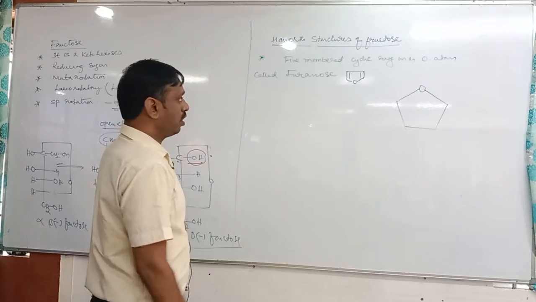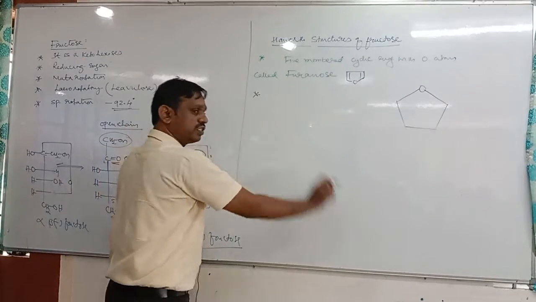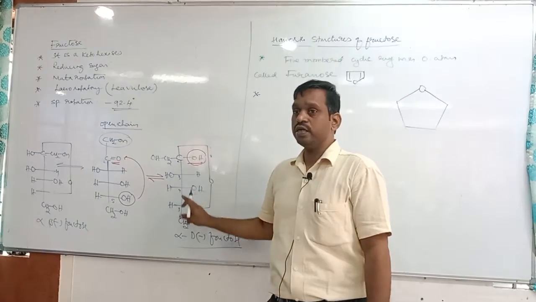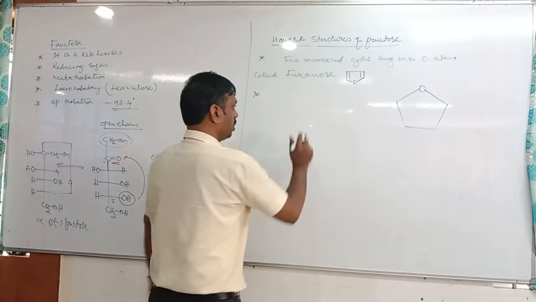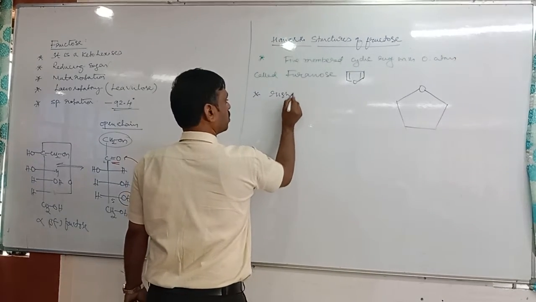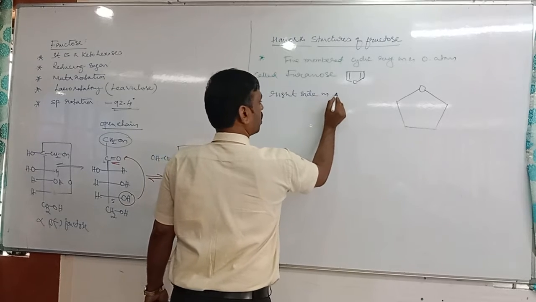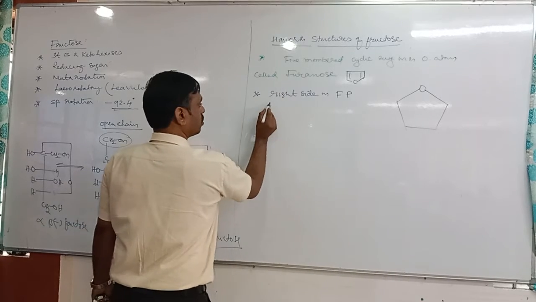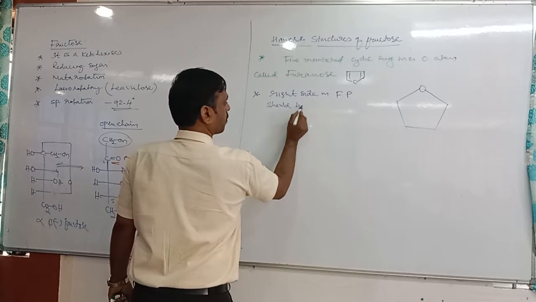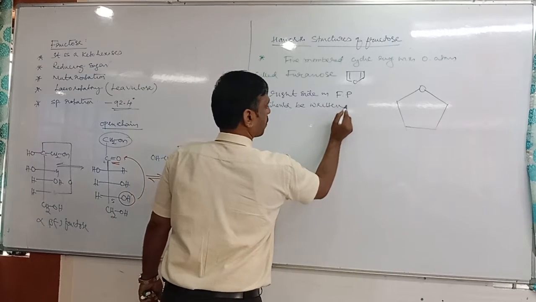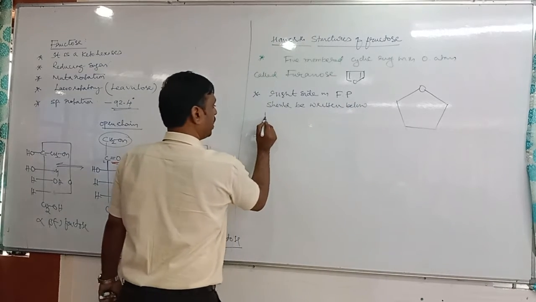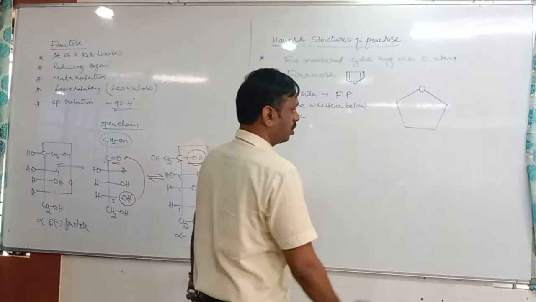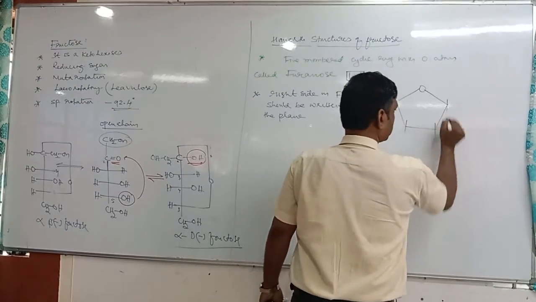Next, one more important point: the groups which are present on the right side in the Fisher projection should be written below the plane. Therefore, the groups which are present on the right side in the Fisher structure should be written below the plane.